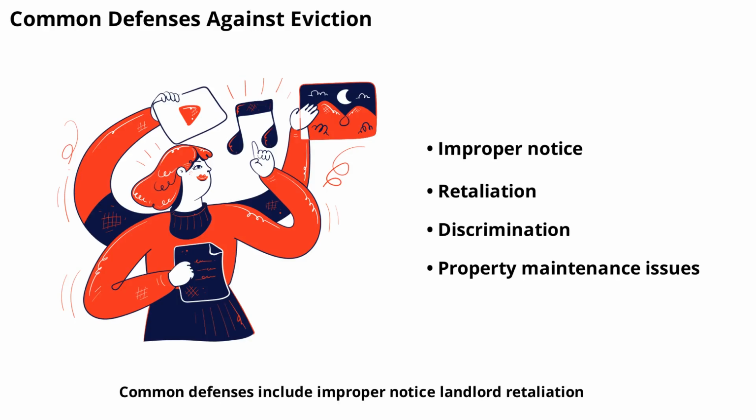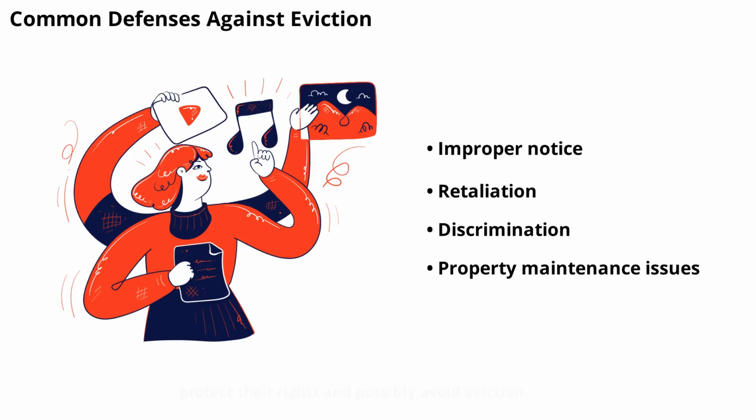Tenants facing eviction may have legal defenses available. Common defenses include improper notice, landlord retaliation, discrimination, or the landlord's failure to maintain the property. If a tenant believes the eviction is unjust, they should gather evidence and present their case in court. Knowing these defenses can help tenants protect their rights and possibly avoid eviction.